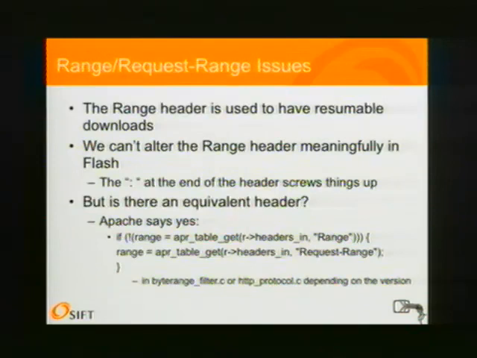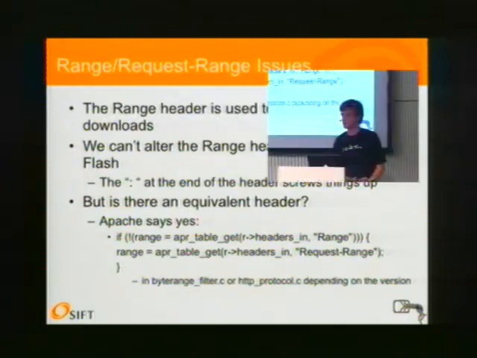which allows us to have resumable downloads. This lets us get stuff from a specific point in the file. Now, we can't meaningfully alter the Range header with Flash, since first of all it's blocked, and the colon-space at the end when we try to use a technique where we shove it into the name of the header doesn't work because Apache just won't accept this as input. However, there's an equivalent header in Apache. These beautiful three lines of source code tell us that if there's no Range header, let's use the Request-Range header instead, which is back from Netscape days, from the first spec for this, and so no one seems to know about it.